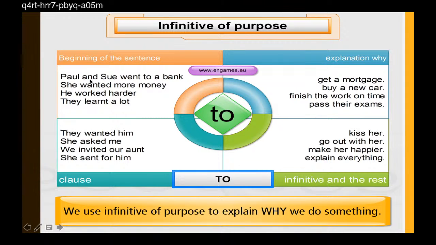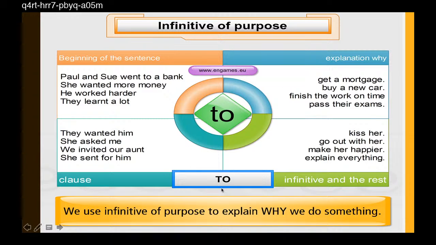As an example, it says that Paul and Sue went to a bank to get a mortgage. So they do this action for this purpose. She wants more money to buy a new car. So what's the purpose of having more money? The purpose is that we want to have a new car. He worked harder to finish the work on time. So what's the purpose of working harder? Finish the work on time.